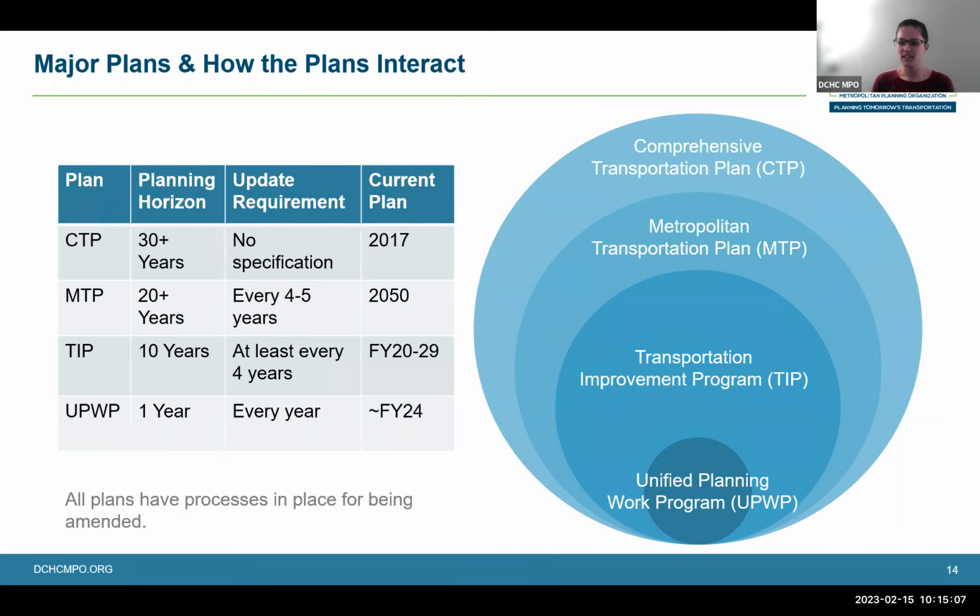The next level down is the Transportation Improvement Program, the TIP. And that has a planning horizon of 10 years. That gets updated at least every 4 years, so no more than 4 years. Right now, it's in the fiscal year 20 to 29 category. It is being updated this year, so that'll become the FY 24 to 33 plan. And then you have the Unified Planning Work Program that's updated every single year. So at the beginning of the year is when you start hearing those discussions about updates for the fiscal year, which starts in July.